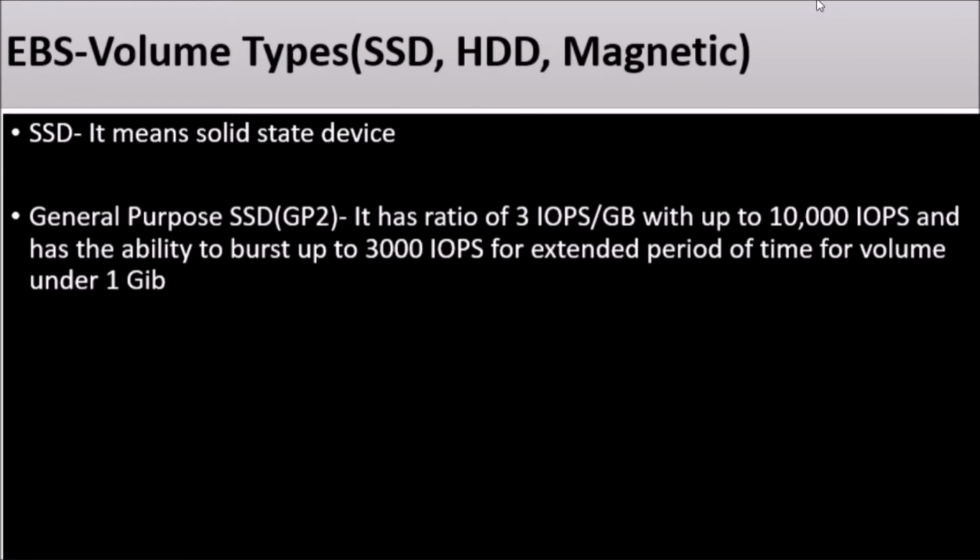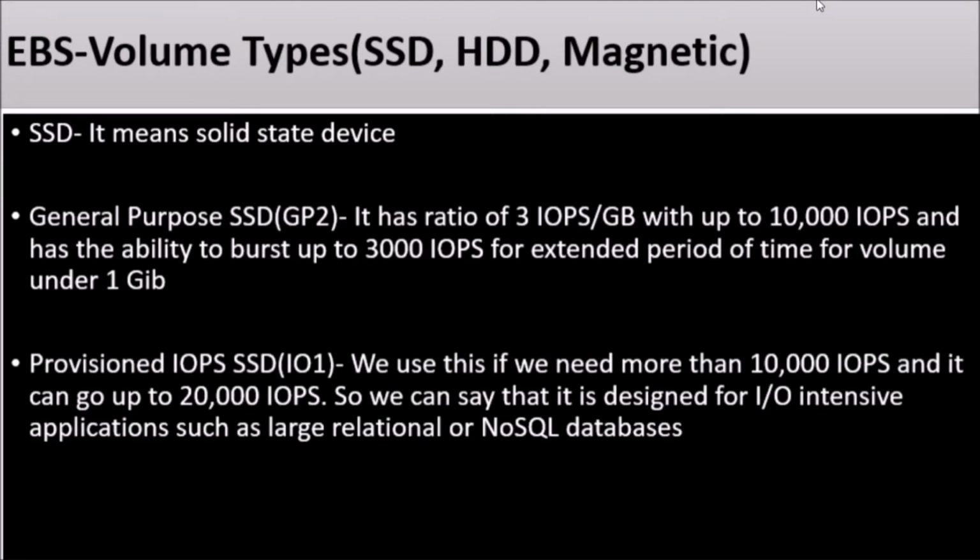It has a ratio of 3 IOPS per GB up to 10,000 IOPS, and has the ability to burst up to 3000 IOPS for an extended period of time for volumes under 1 GB. Then we have provisioned IOPS SSD. We use this if we need more than 10,000 IOPS, and it can go up to 20,000 IOPS. It is designed for input-output intensive applications such as large relational or NoSQL databases.